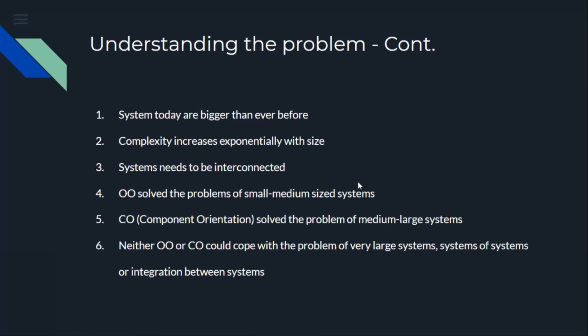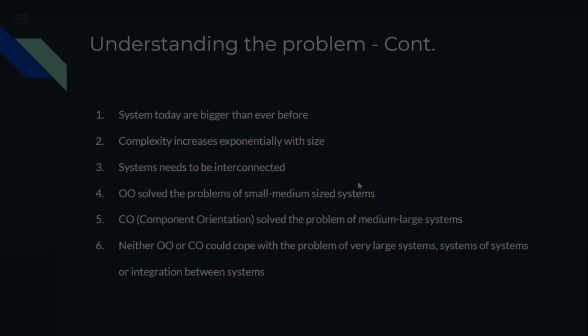Now, people started working on the object-oriented concept, which really solved the problem of small or medium-sized systems. For the larger systems, there was component-driven orientation, where one component interacts with 10 or 50 other components; that helped the larger systems. But there was no solution for very large systems like banking systems. If banking systems need to work, neither object-oriented nor component-oriented approaches will work.